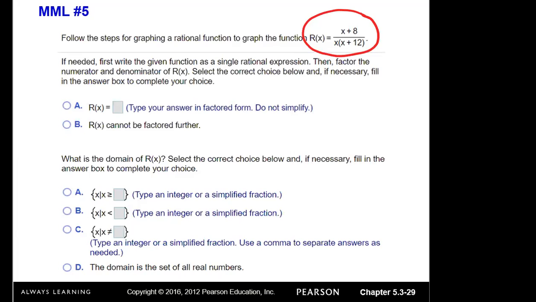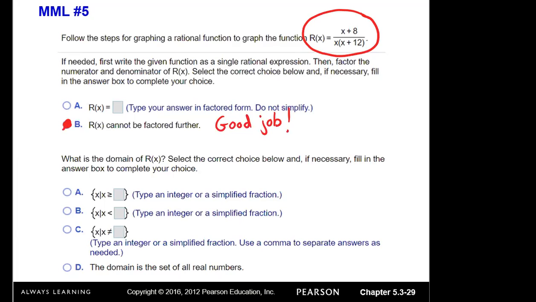This thing already is in factored form. I see parentheses in the denominator and x plus 8 can't be factored, so that's choice B. It cannot be factored any further. All right. Next question pops up, and you're going to get 11 different positive affirmations. So here's your first one. Good job. There you go.